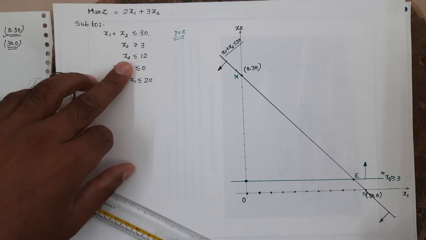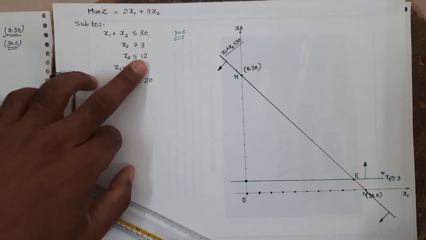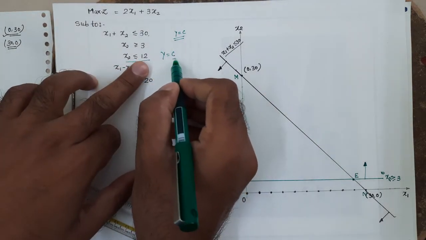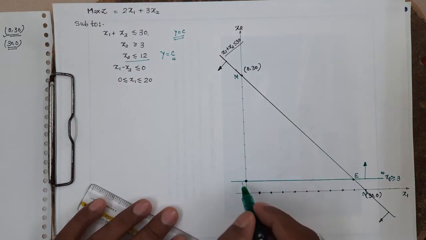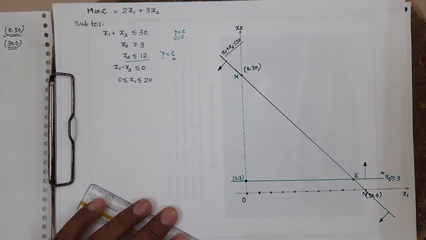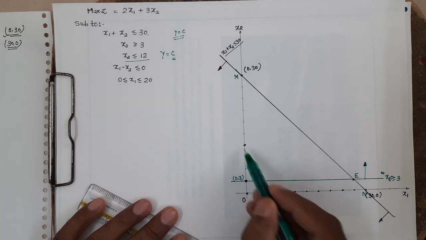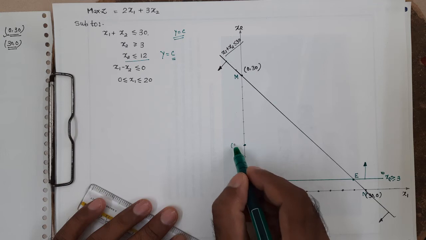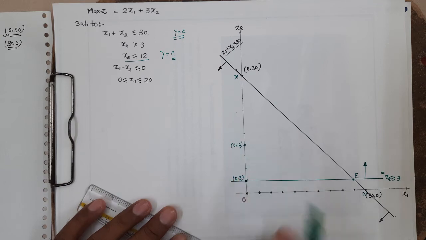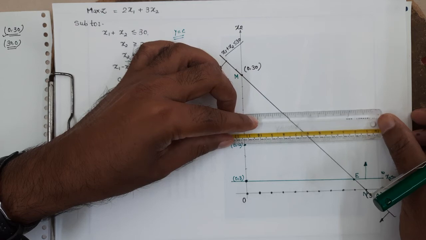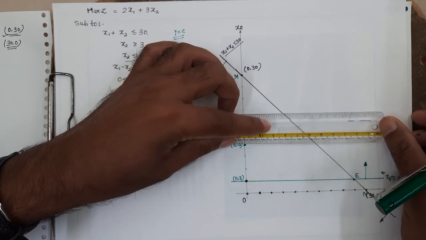Let us take constraint 3: x2 again less than or equal to 12. Again this is the same kind of line, y equal to constant, but here the constant is now 12. This was your 0 comma 3, then this is 6, this will be 9, and this will be your 12, the point 0 comma 12. Now we draw a line which is parallel to the x-axis. Again we will draw a line.